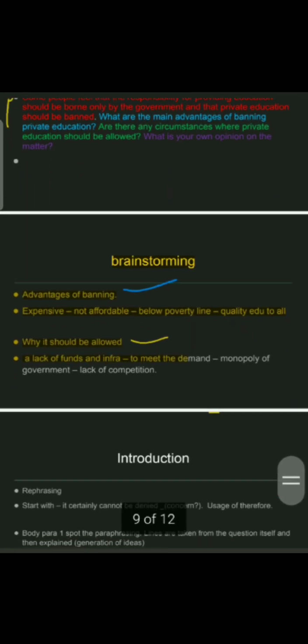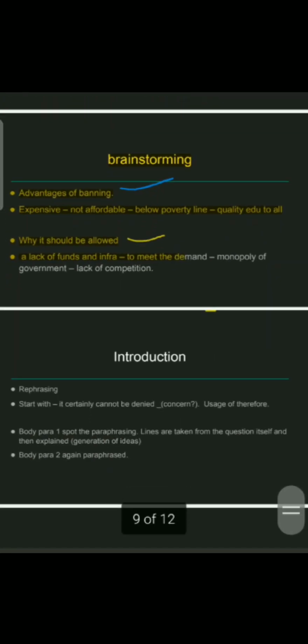Then you have how you can write it. The introduction is given here. First of all, you have to rephrase whatever the statement is. You have to rephrase as I have mentioned earlier. Then start your task 2 with this line: it certainly cannot be denied that this is a concern. Means you can mention a concern here.